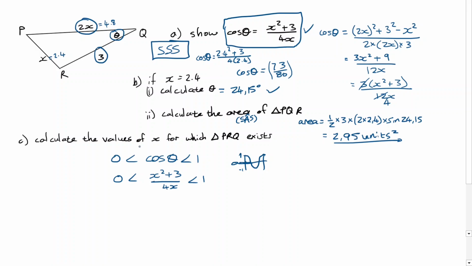Lastly, a bit of a left field question. That's why I want to spend a bit more time on this. Calculate the values of x for which this triangle exists. And where it would exist is right back to the beginning. Cos exists if it's, well, typically between -1 and 1. So that's normally where a cos or sine exists.